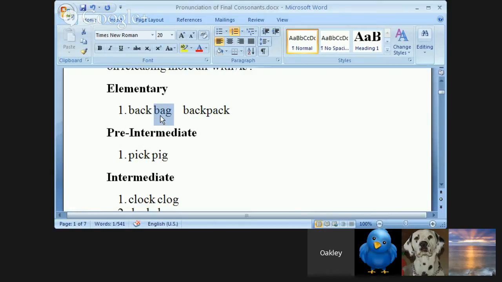Back, back. Okay, pretty close. Pretty good. It's tricky. It is tricky. It takes a little practice. I know it's tricky, and it comes natural the more you do it.